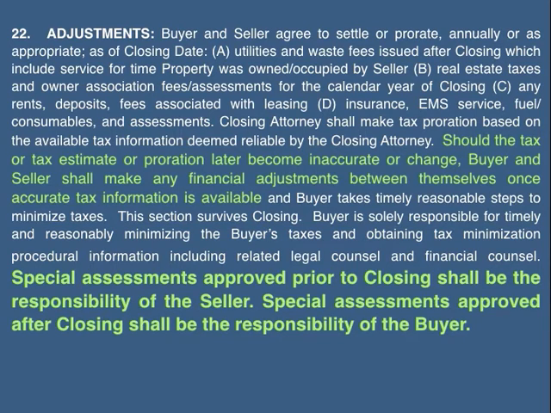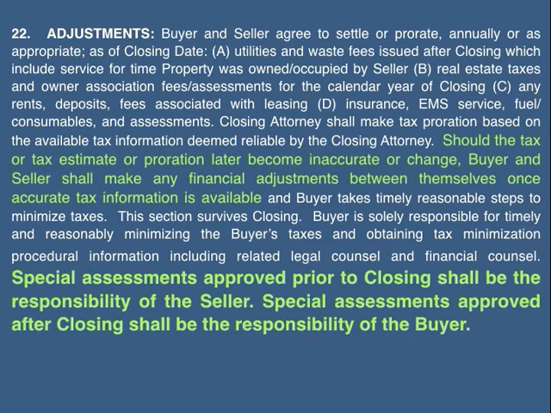It says buyer and seller agree to settle or prorate annually or as appropriate as of closing date. A. Utilities and waste fees issued after closing, which includes service for the time property was owner-occupied by the seller. B. Real estate taxes and owner association fees assessments for the calendar year of the closing. C. Any rents, deposits, fees associated with leasing. D. Insurance, EMS service, fuel/consumables, and assessments, period. What this is showing you is the different things that are going to be prorated at closing. Things that the seller would be responsible for the time they occupied or owned the property.